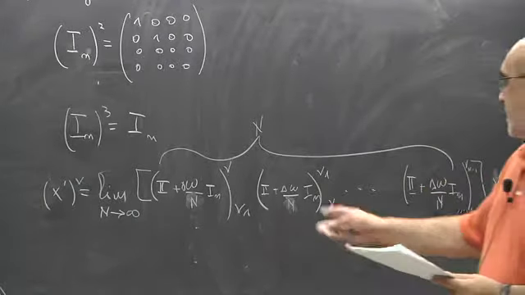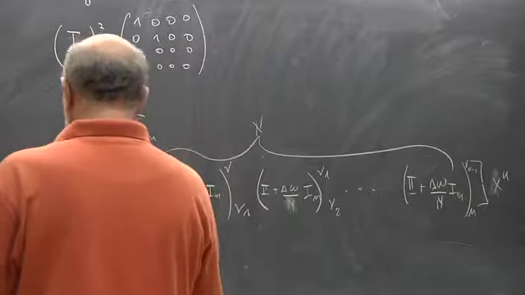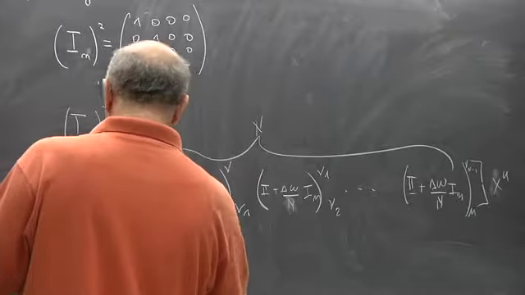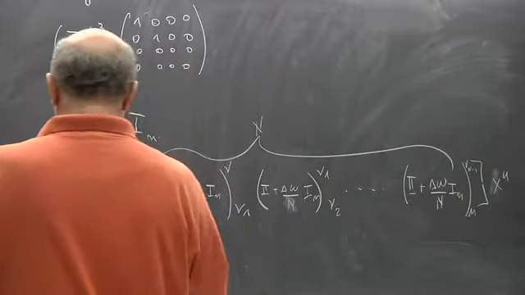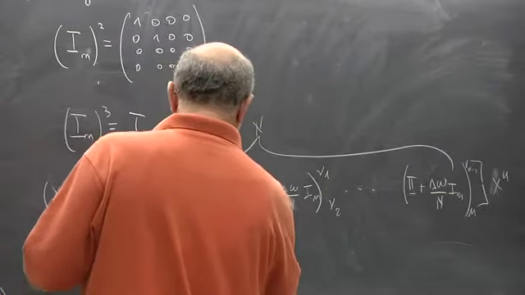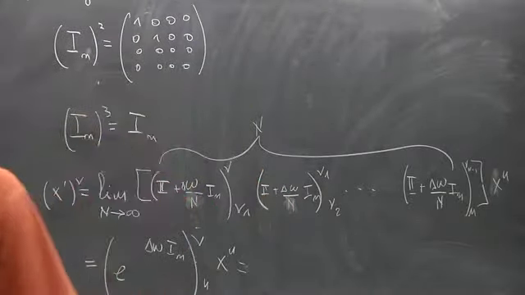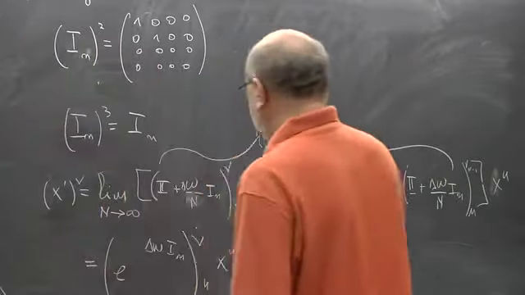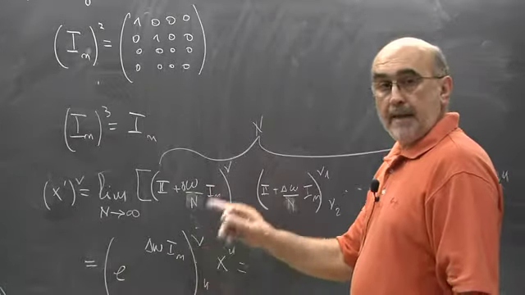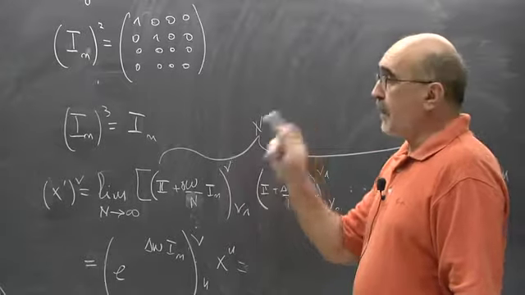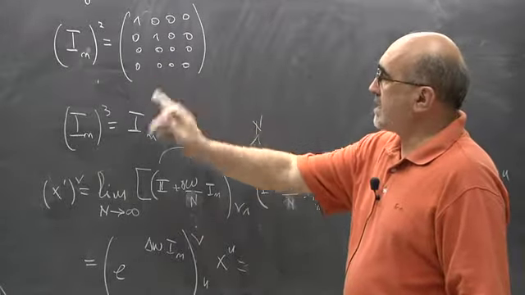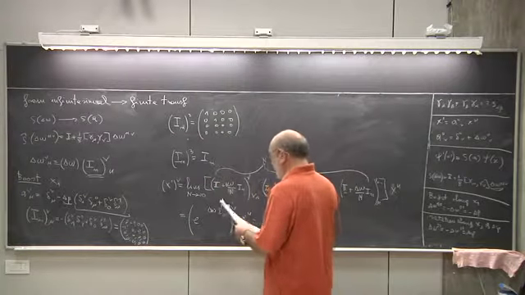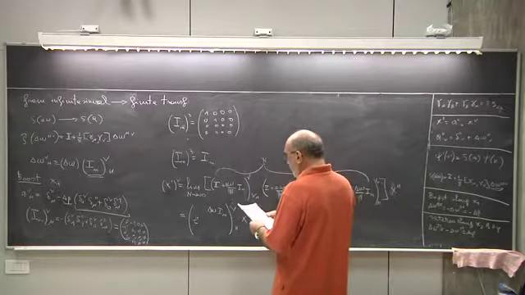Well, this is nothing else than the exponential. So you get exponential delta omega I n, this is a huge matrix with indices nu mu, times x mu. But let's remember that this is a series, I have to expand this, and I get I n to the first power, I n to the second power, and so on. But the second power is just this, and the first power is this, but the third power comes back to be this. So that means many of these will be the same.